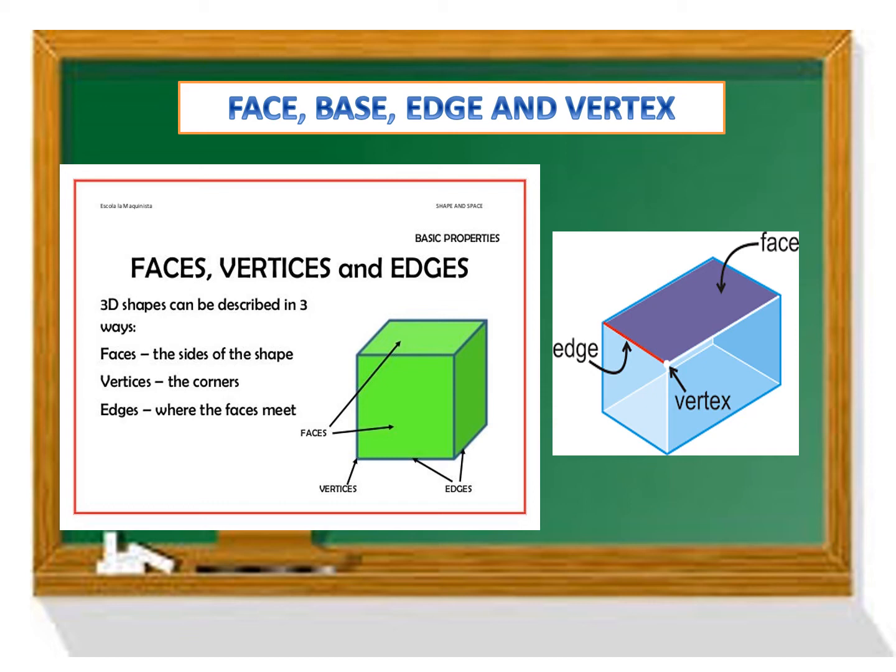faces meet. In this example, you can see illustrations of a rectangular prism. A rectangular prism has six faces. It has 12 edges and 8 vertices.